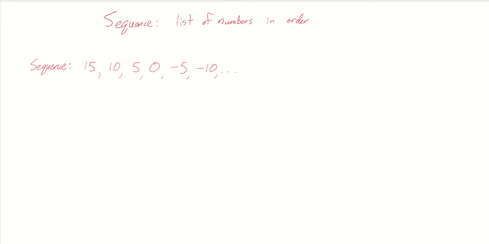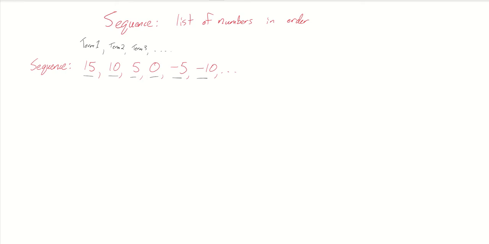So here's my sequence, and I could write a list of which term number each of these numbers is. So here, these are all different terms. 15 is a term, 10 is a term, 5 is a term, 0, -5, -10, they're all terms. So 15 I could call term 1. 10 I could call term 2. 5 I could call my third term, and so on.